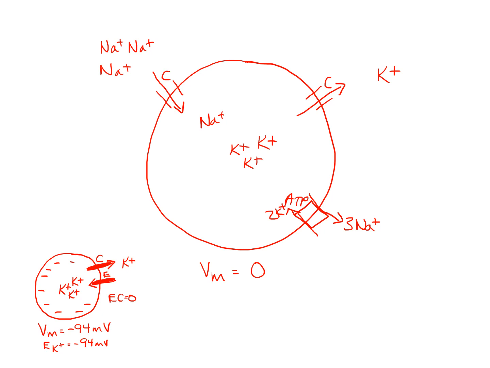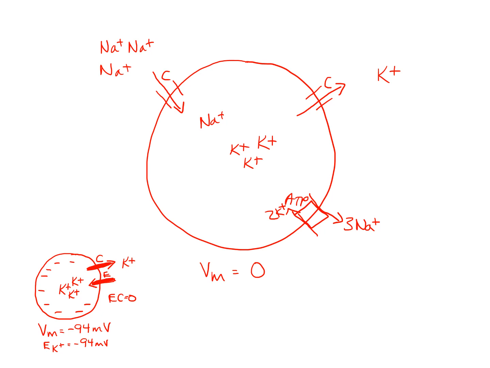And as soon as the sodium comes in, potassium leaves. And so if you have one positive charge coming in, one positive charge leaving, everything balances out. So our membrane potential stays at 0. Okay, but this is not what's happening in our neurons. So the number of sodium and potassium leak channels is not the same.